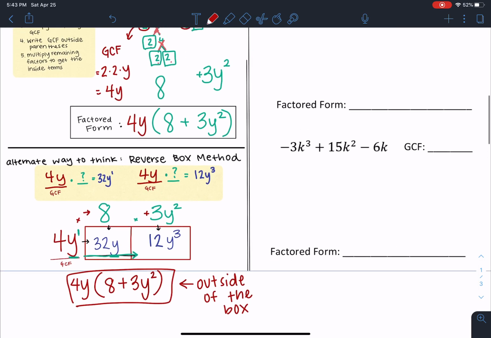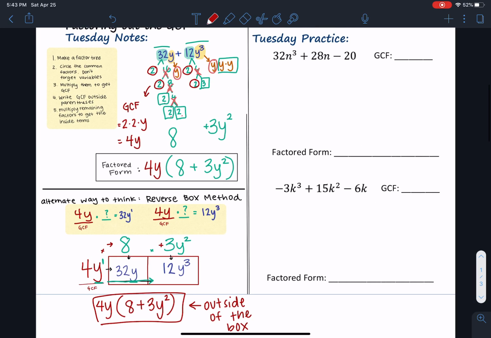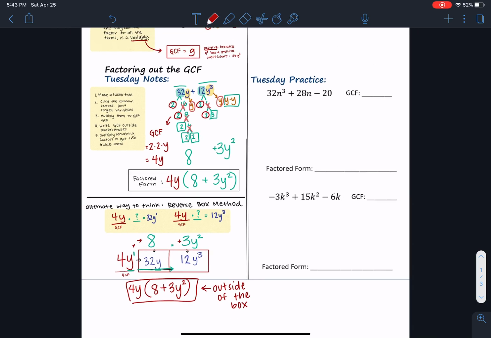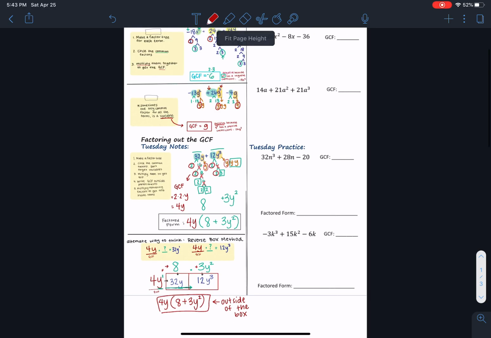So I want you guys to try these two examples on the right, and then once you complete the notes and the practice for Monday and Tuesday, make sure you turn that in to Canvas by taking a picture of your work.